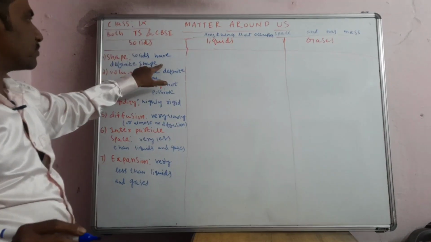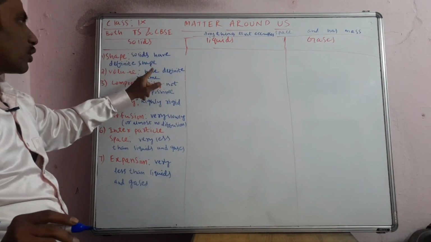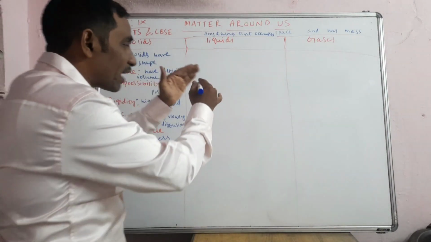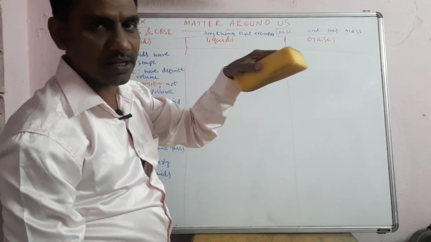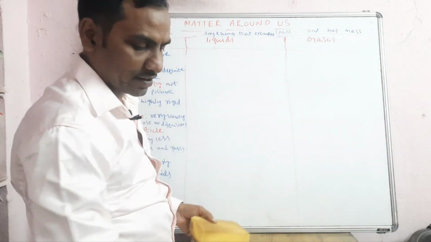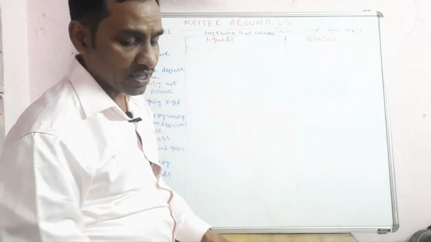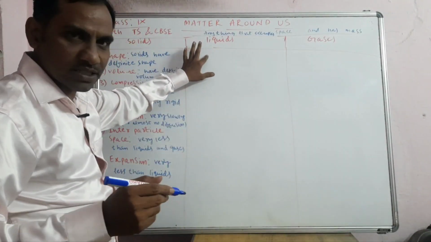Solids have definite shape and definite volume also. Liquids do not have a definite shape. Shape means, for example, this is a cuboid shape, and if you take this, it is a cylinder shape. So that is shape. But liquids do not have any shape.